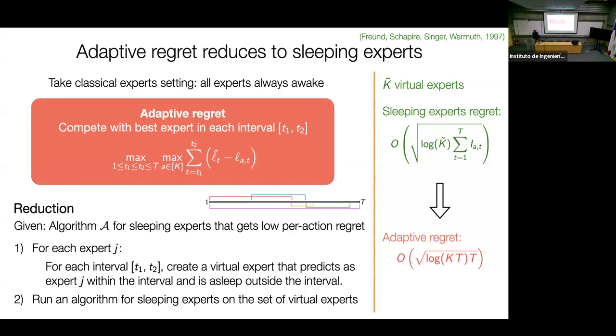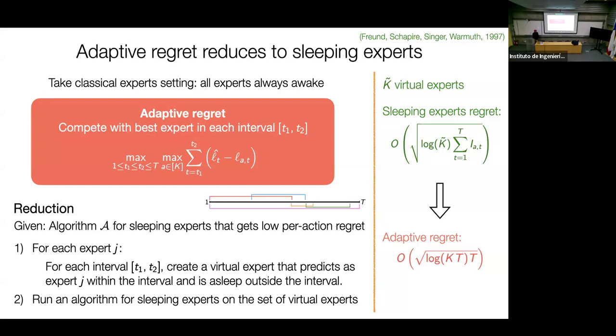There was a question in the chat. He asked, is capital T fixed in advance? Okay, that's a really good question. So for all of this, in general, we like to imagine that the learning algorithm doesn't know capital T, right? And that it might have to adapt to it.